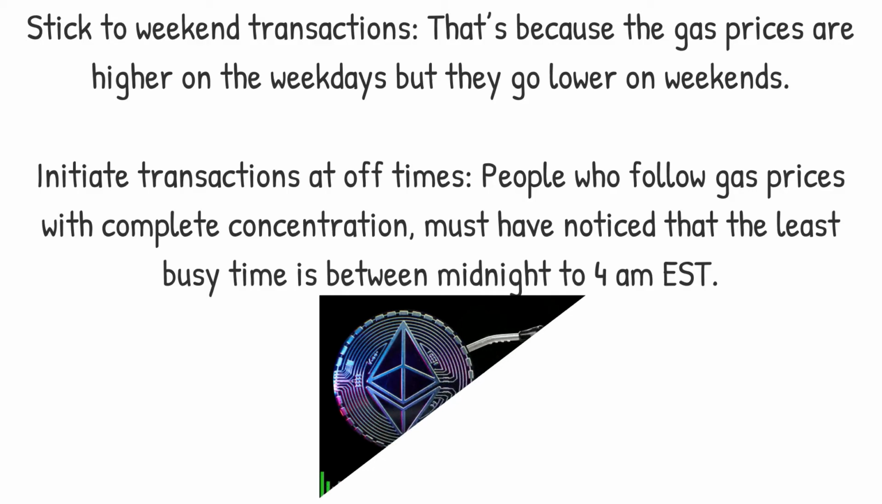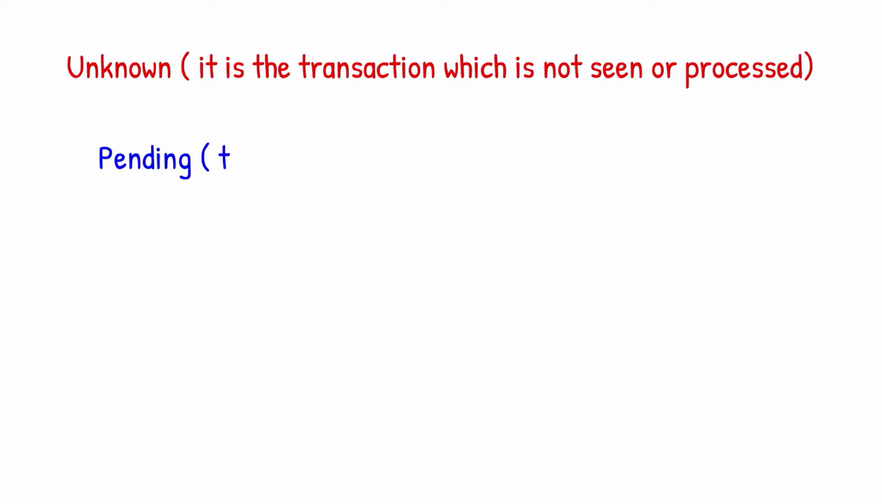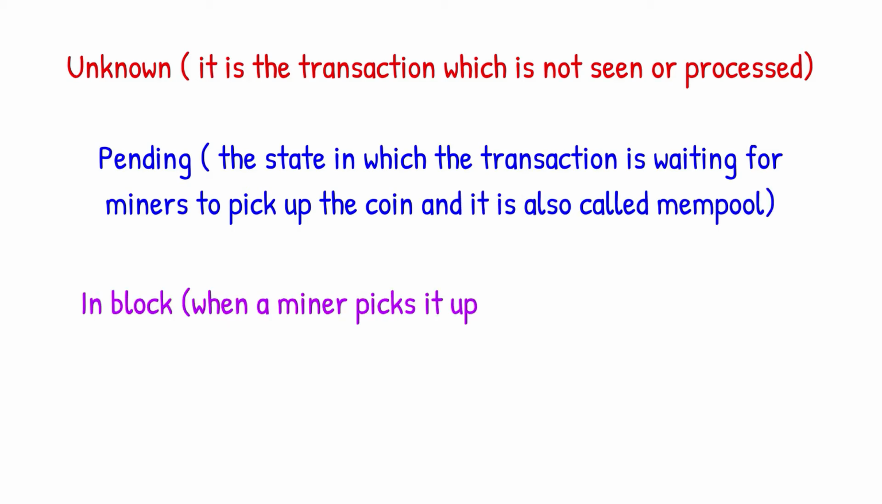Your other problem can be slow transactions. The thing is, an Ethereum transaction goes through different stages. Unknown, it is the transaction which is not seen or processed. Pending, the state in which the transaction is waiting for miners to pick up the coin, and it is also called mempool. In block, where the miner picks it up and the transaction comes in block state.